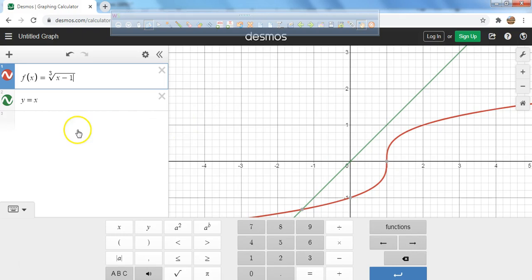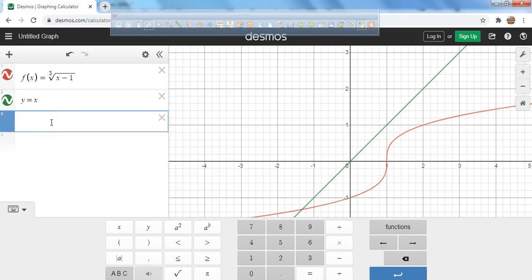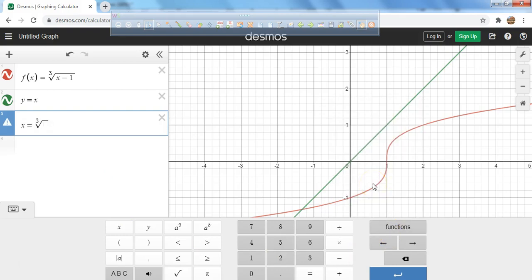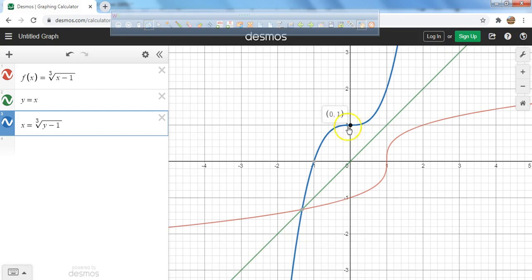All right, so here we go. First step, let's exchange the x and the y. So x equals the cubic root of y minus 1. Look at that. So that's what our inverse is going to look like. And there's another point of inflection. It's kind of cool. Kind of reminds you of like an hourglass kind of look.